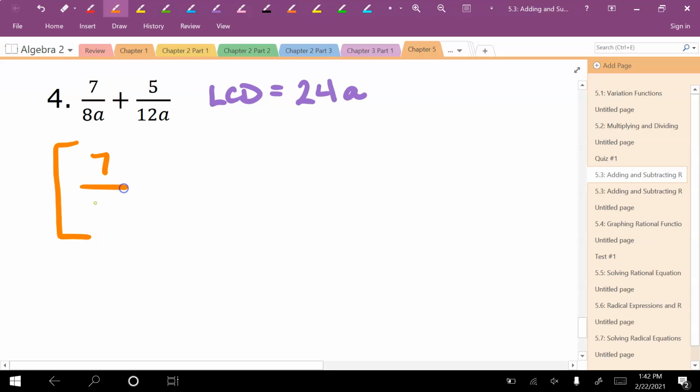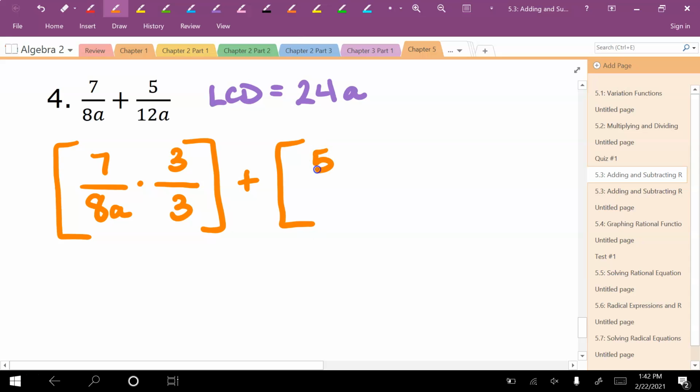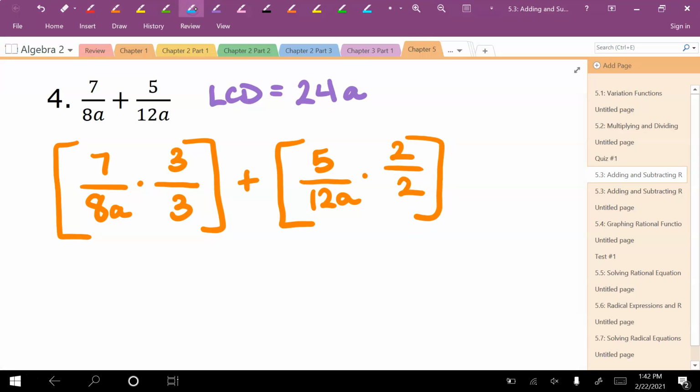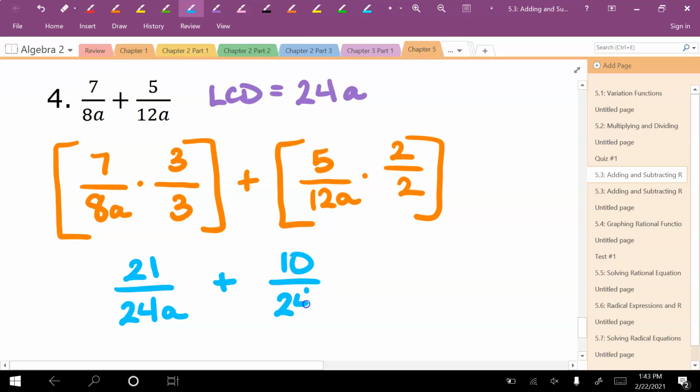So for that first fraction, 7 over 8a, what are we going to do to it? Yeah, take it times 3. What are we going to do to the second one? Okay, take it times 2. What's the new first fraction going to say? And the second fraction? So what's your answer say?